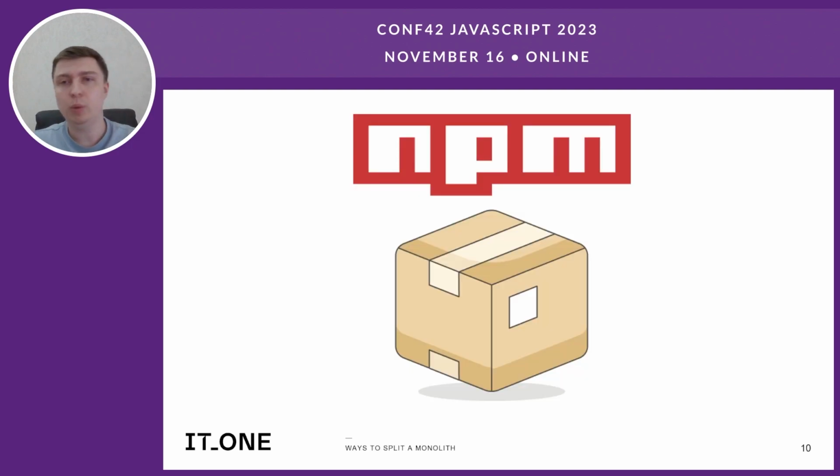The next way to split your monolith is using npm, the Node Package Manager. This method is the most common, and in most cases, it is the best for you. This approach is ideal as a first step before using microfrontends. That is, you can first split the application into several npm packages, and then turn these packages into independent frontends or microfrontends.